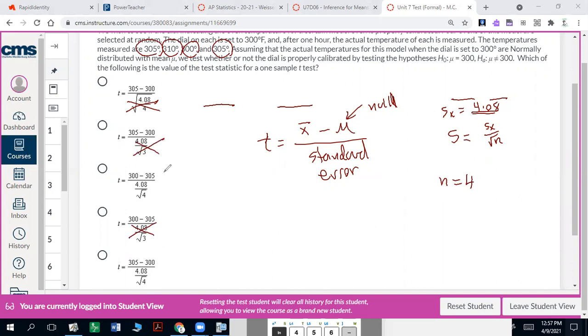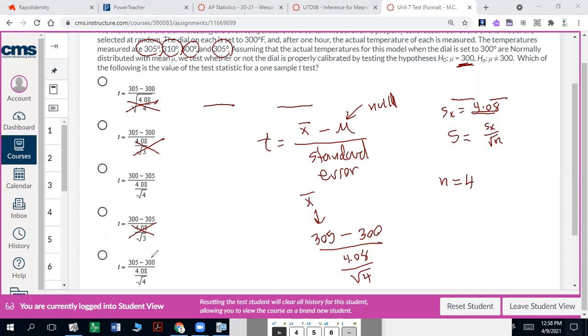So now we're stuck with these two, right? Well, what is your null? Your null is 300, right? That's going to be here. So 300 is what's subtracted. So we got 4.08 divided by the square root of 4. Well, what's going to be over here? Well, this must be your sample mean, 305 degrees.